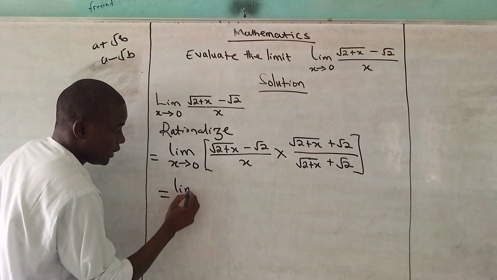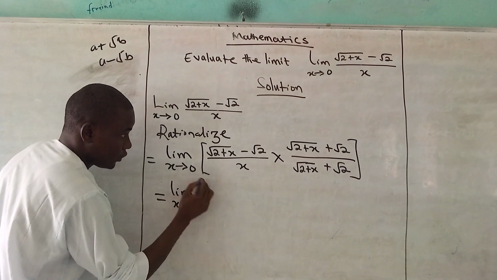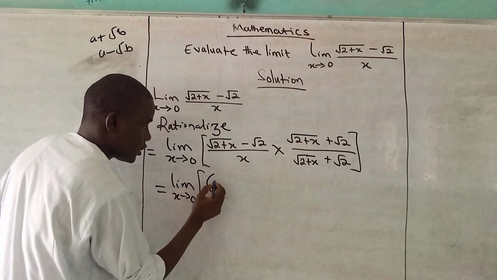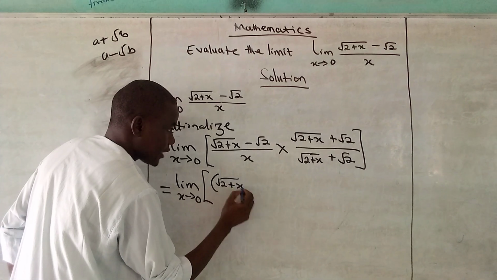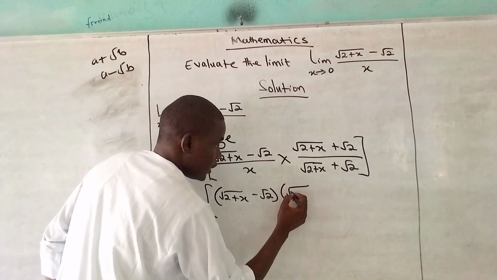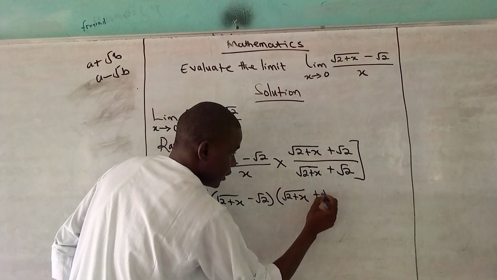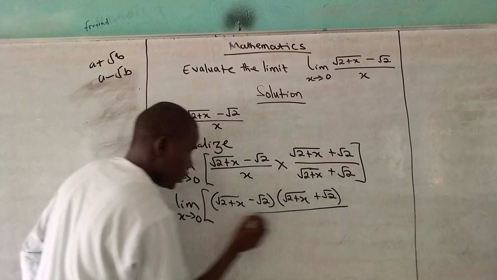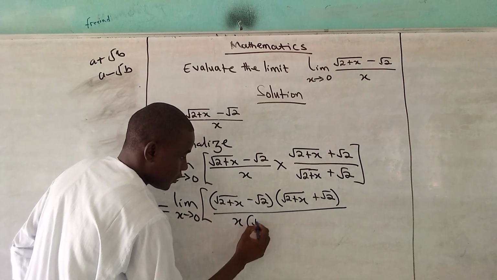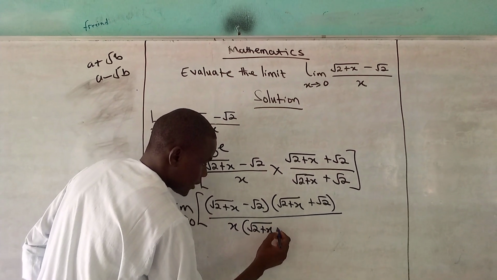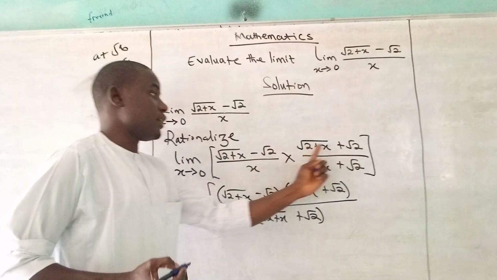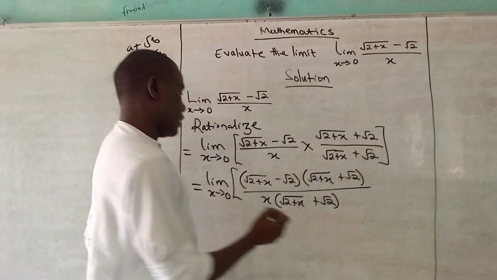If it is plus, you change it to minus. So let's proceed. We have the limit as x approaches 0 of, you multiply this by this. So we have square root of 2 plus x minus root 2 times square root of 2 plus x plus root 2, all over x times square root of 2 plus x plus root 2. That is this, all over this times this.